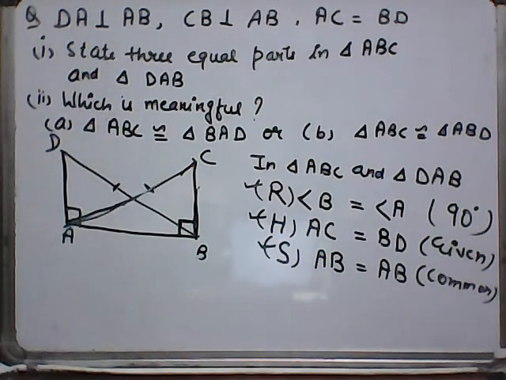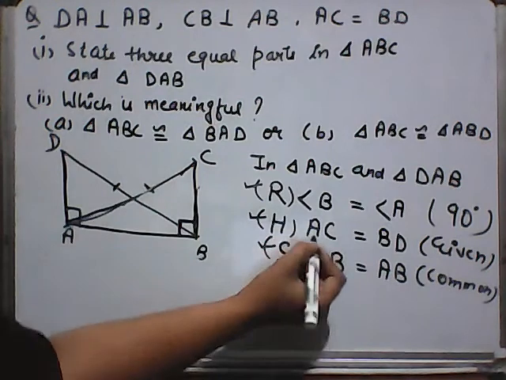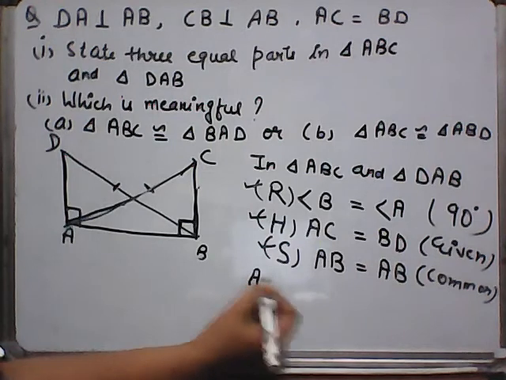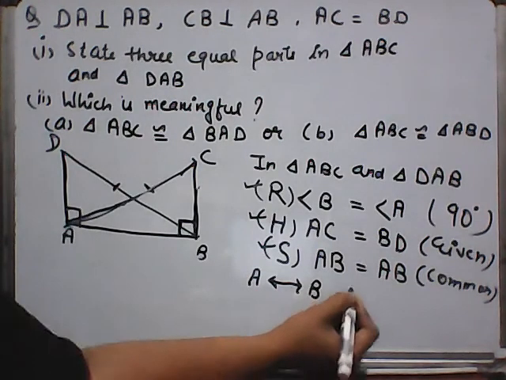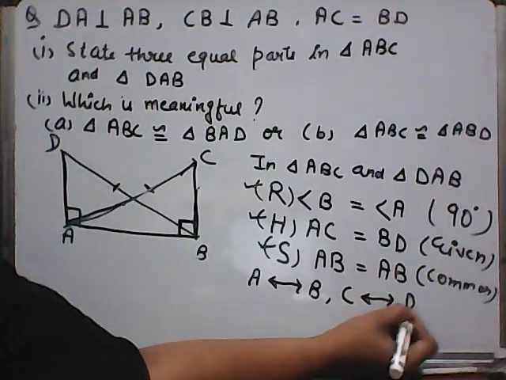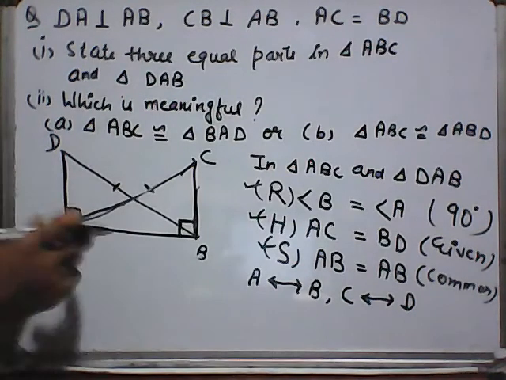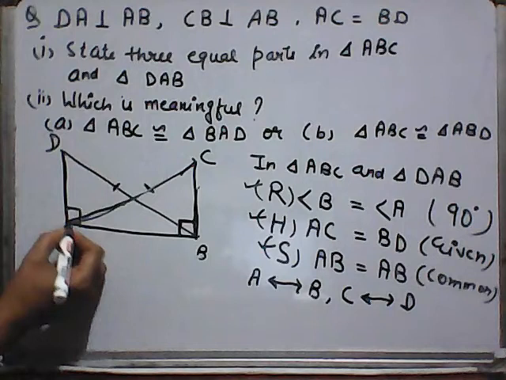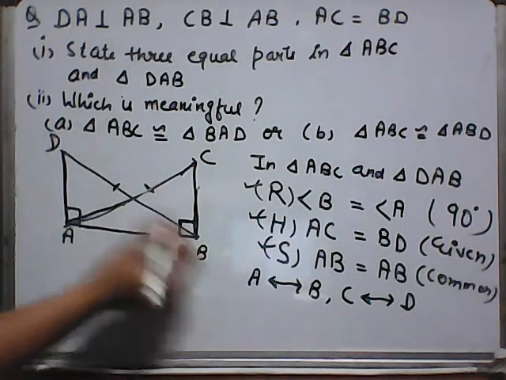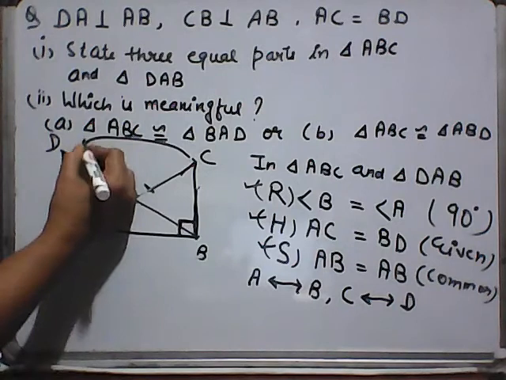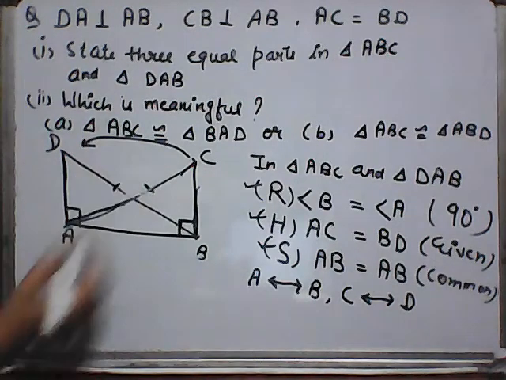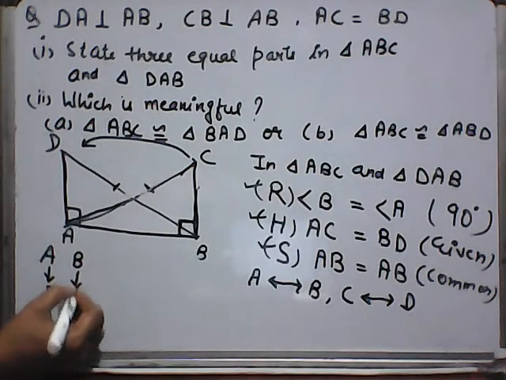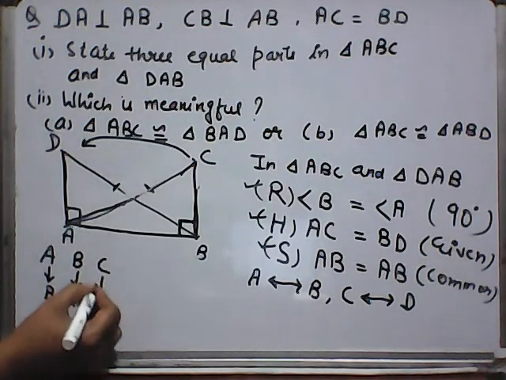Now you have to check out the correspondence. Here A corresponds to B, C corresponds to D. Now, when you place triangle ABC and triangle DAB over each other, then you can see B falls on A and C falls on B. So, we can say A corresponds to B, B corresponds to A and C corresponds to D.